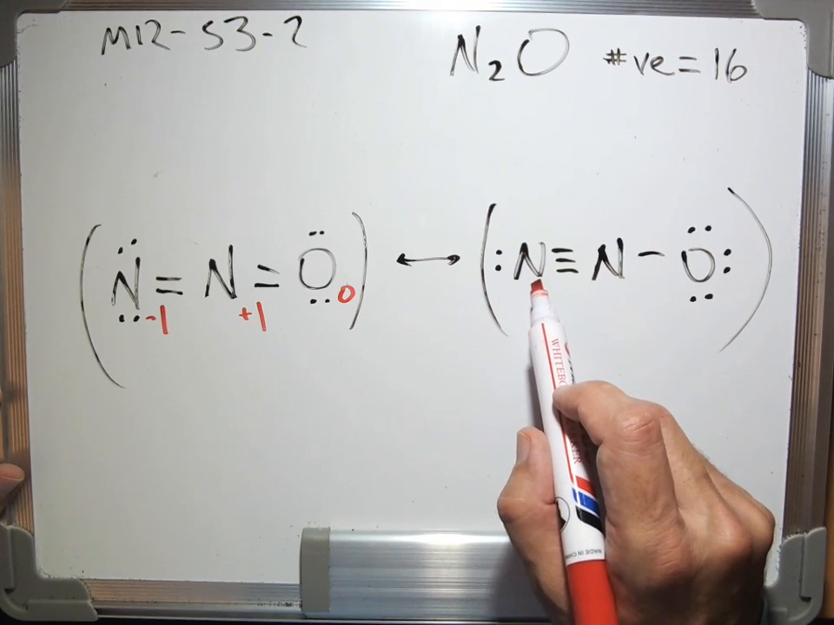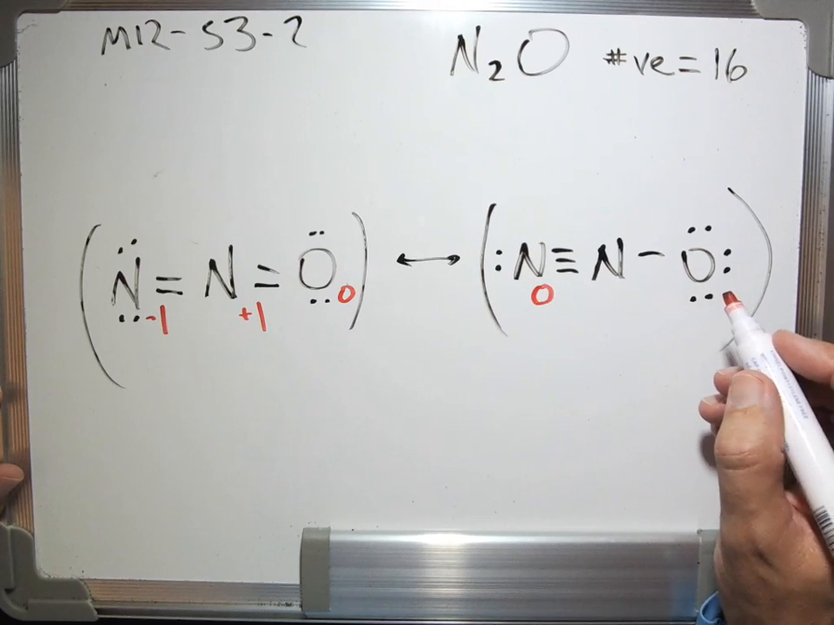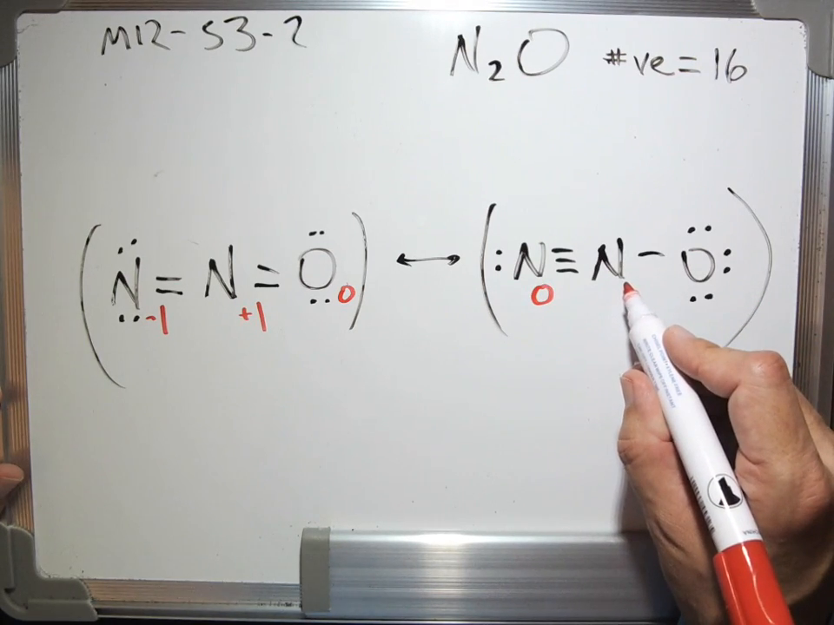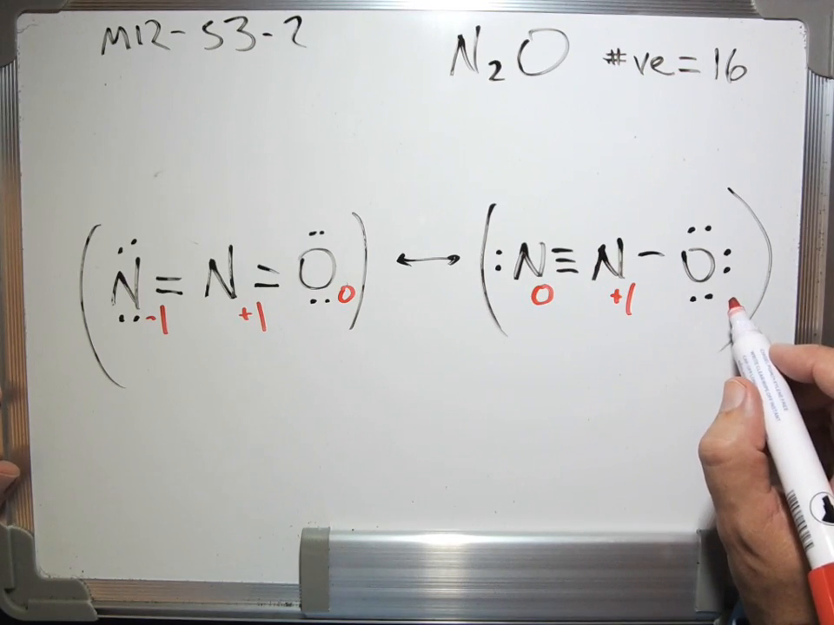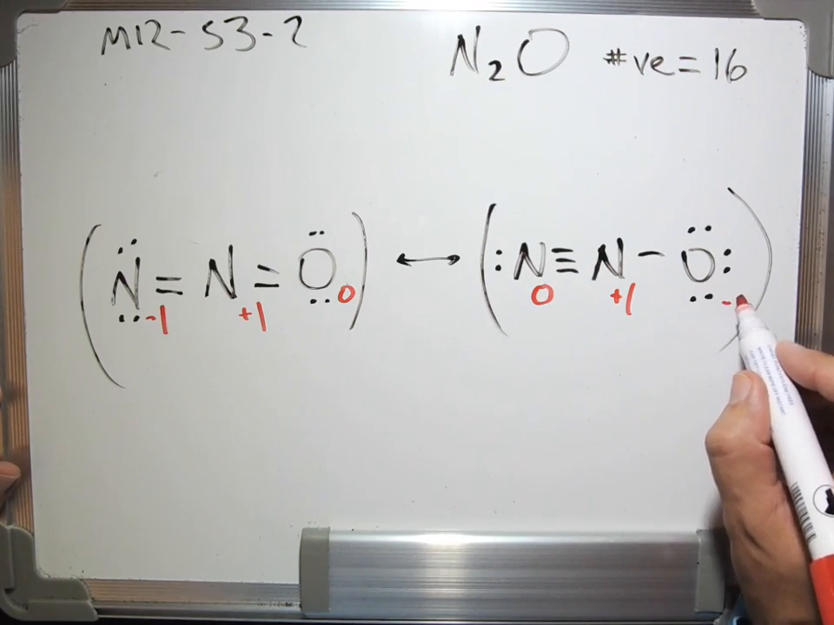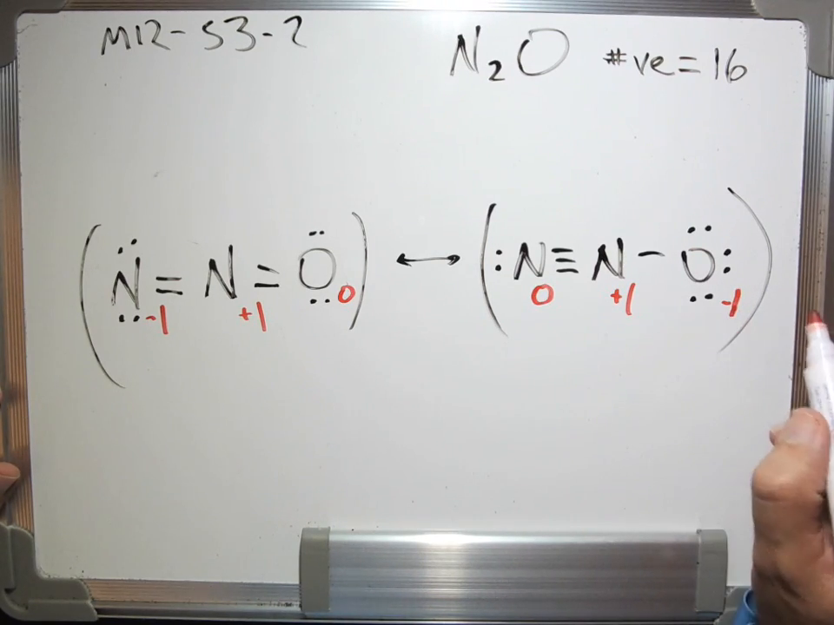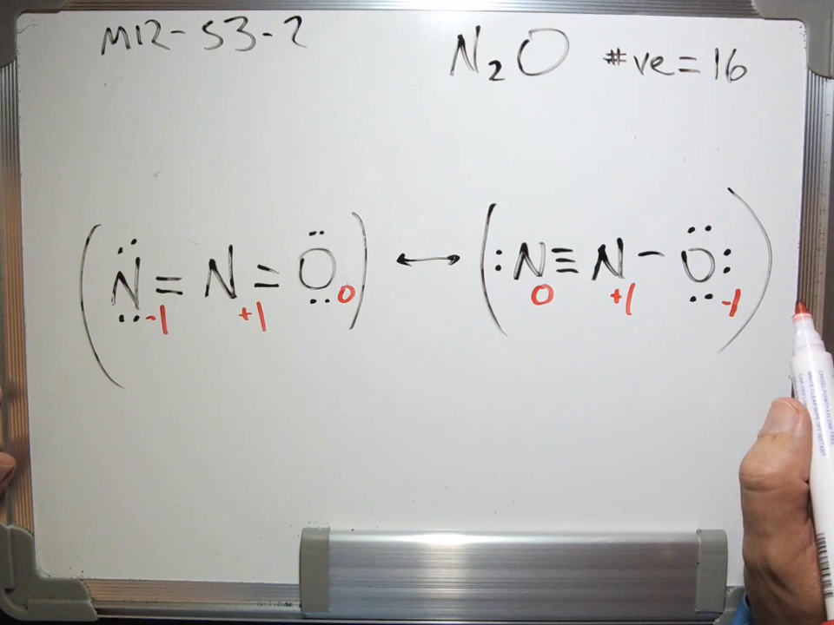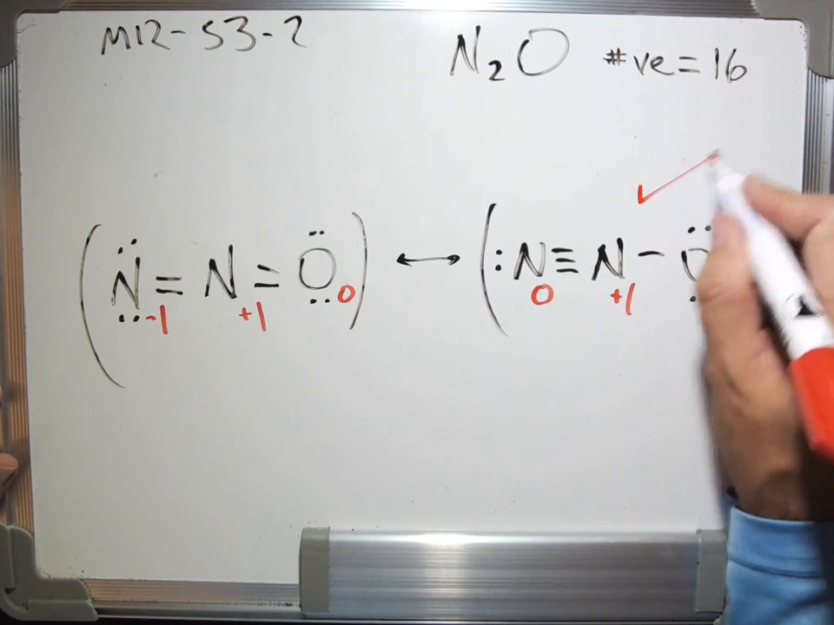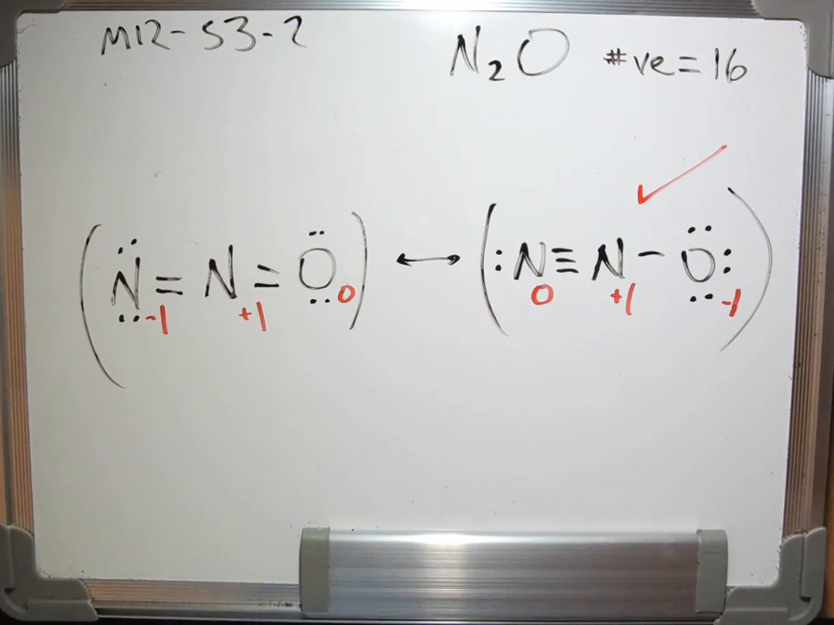What is the formal charge on that nitrogen? 0. Formal charge on this nitrogen, +1. Formal charge on this oxygen, -1. And if I were now to try to decide which of these is more likely to be my major contributor to the resonance hybrid, I would select this because I have the negative formal charge on the more electronegative of the elements.